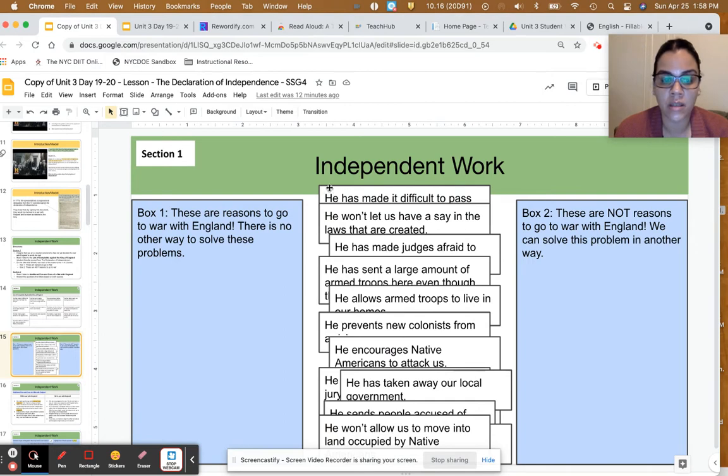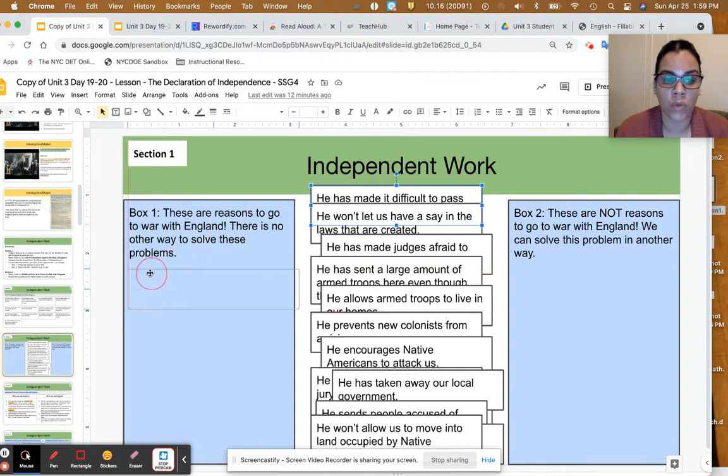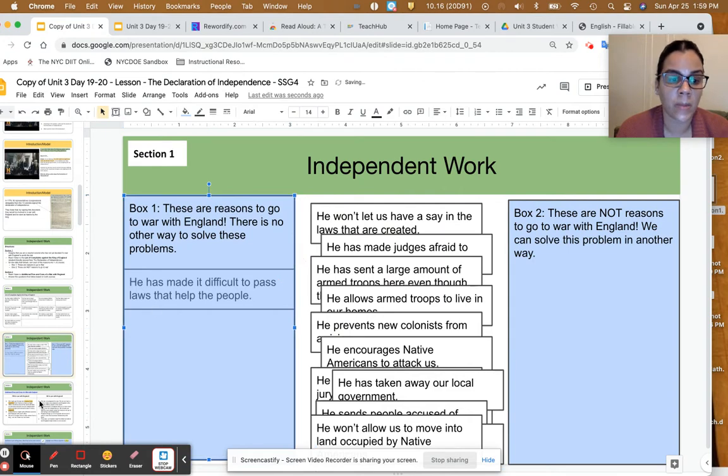So this can be easily assigned on Google Classroom, or if you're using another platform, like Pear Deck, it'll be easy to have this slide and assign it to different groups. And students, whether they're working in the classroom or remotely, can read the information and then as a group decide these are reasons to go to war with England or these are not reasons to go to war with England, and why. So students can engage in this activity for a few minutes.